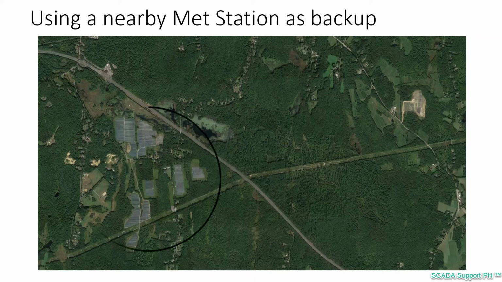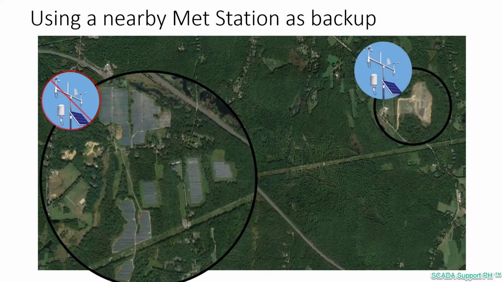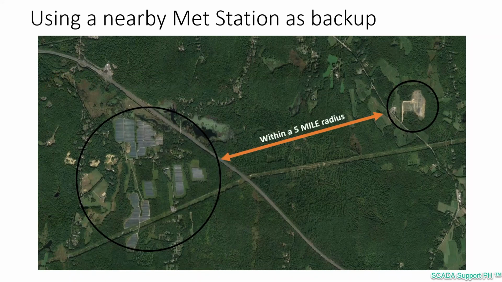In any given scenario that you believe the data you're getting is unreliable or far off from the predicted weather data, it's always a good strategy to use a nearby weather station as backup or for comparison. But take into consideration the distance between the 2 sites. It should be within a 5-mile radius.